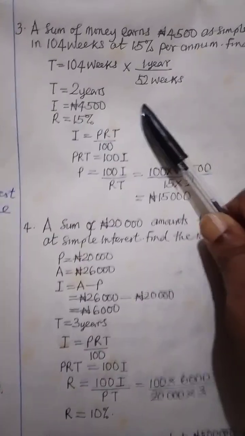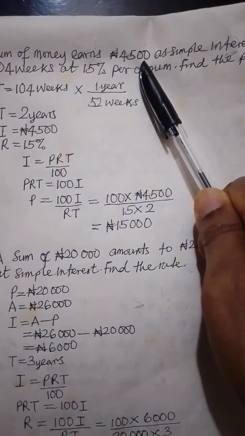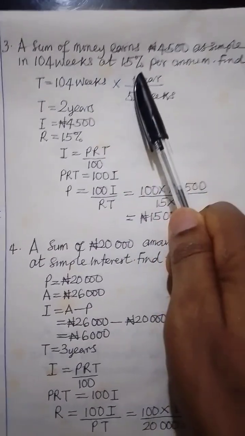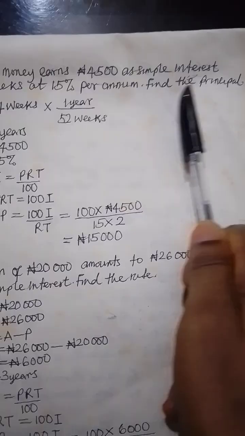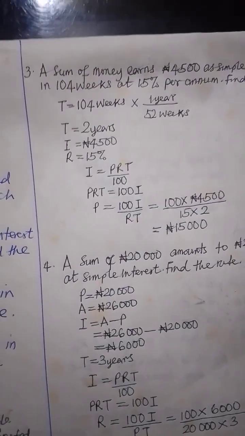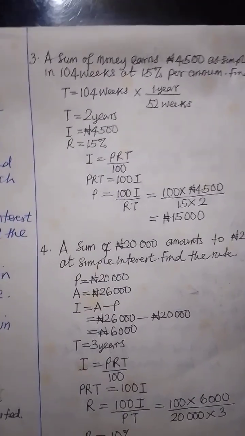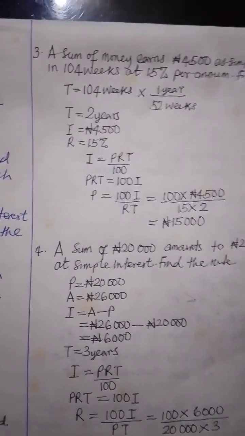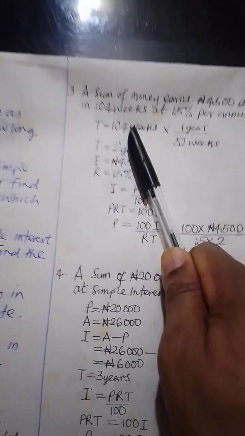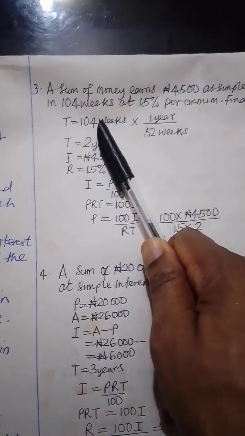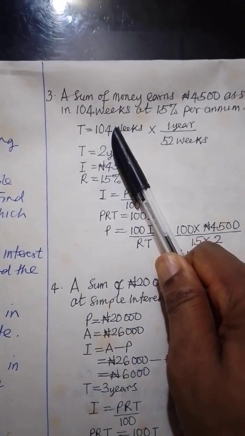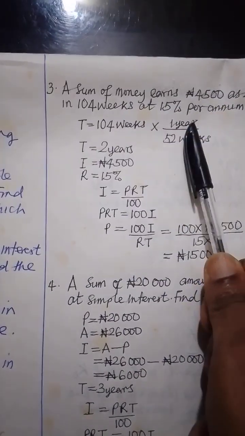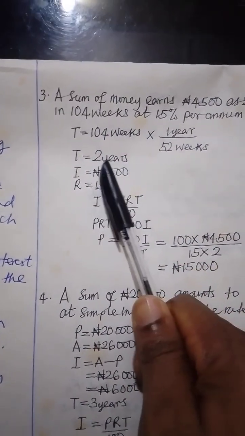We look at number 3. A sum of money earns 4,500 as simple interest in 104 weeks at 15% per annum. Find the principal. In part 1, we are told that when the time is given in months or weeks, we must convert to years. Here, time is 104 weeks. We know that 52 weeks make 1 year. And so, divide 104 by 52 weeks so that we get 2 years.